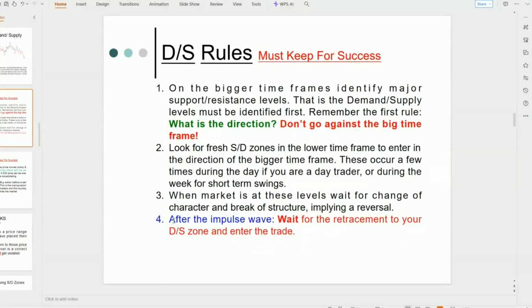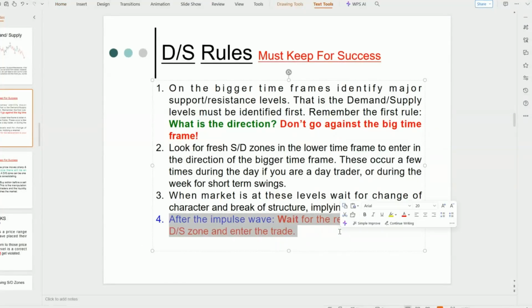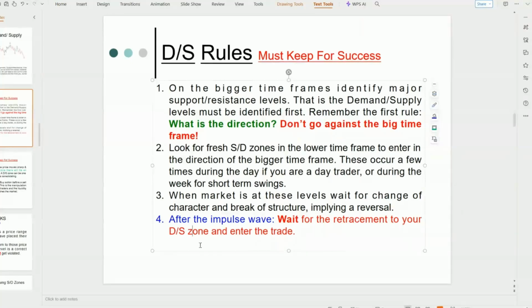Okay. After the impulse wave, wait for the retracement to your demand or supply zone and enter the trade, which is exactly what I showed here. The market made that impulse move down. It retraced all the way back up into the demand supply zone, and then you enter the trade. The time is right. Remember here, the direction is predetermined. You understand you're selling. Okay, you understand you're buying, you understand you're selling, and you're doing it accordingly with that.